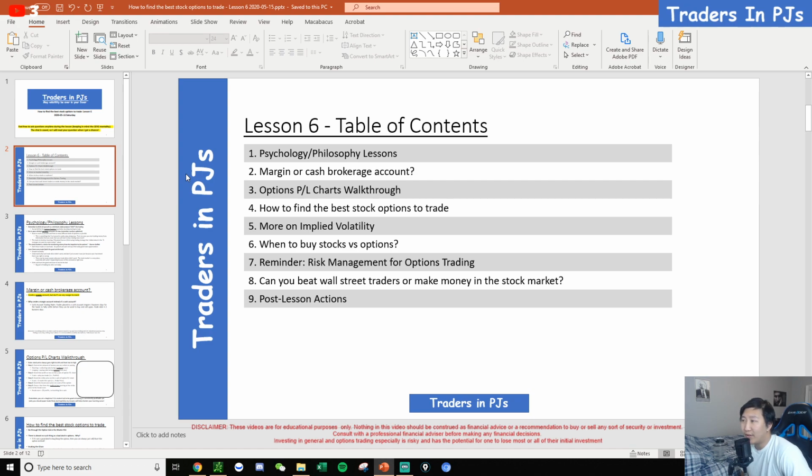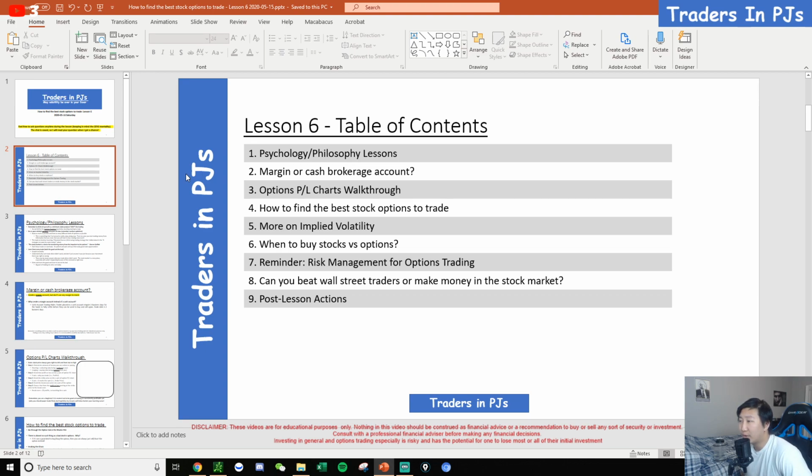So implied volatility is an extremely important concept. It's actually a pretty complex subject. So we'll see how long we spend on that today. If we don't have enough time, then I may just move it to next lesson or something. And then when to buy stocks versus buying options. Because sometimes there may not be a good option to buy, and so you will want to buy a stock instead if you want to go that direction, or you can sell options, right? And that's always an option as well.